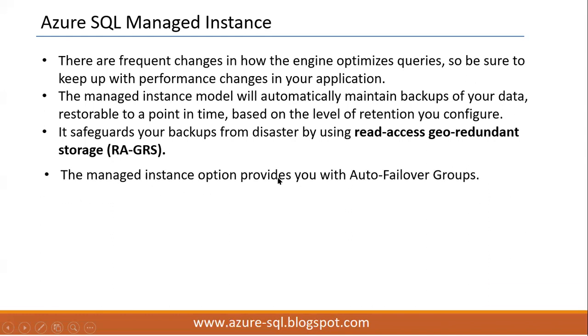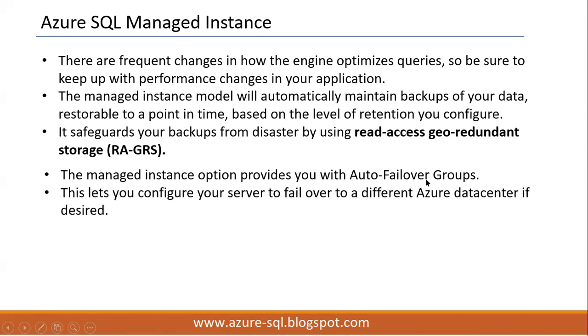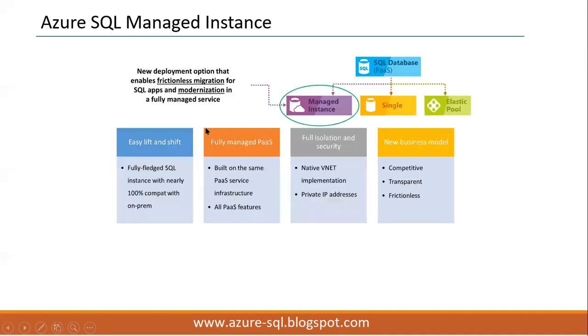The managed instance option also provides auto-failover groups. We can configure geo-replication here, like Always On. An auto-failover group means a listener, where we can set the listener with the auto-failover groups. This lets you configure your server to fail over to a different Azure data center if desired. We'll see auto-failover groups in detail later.